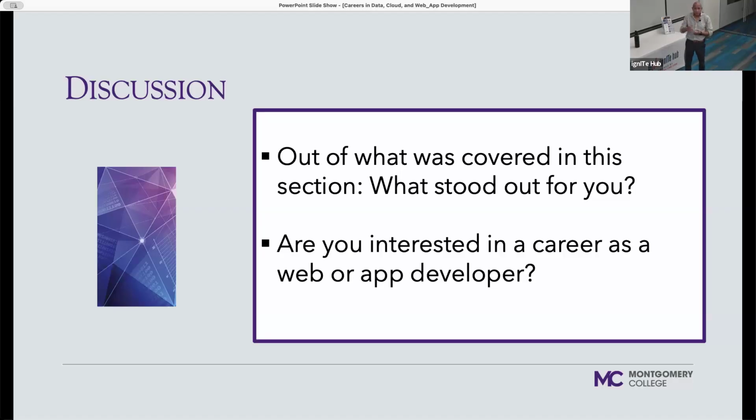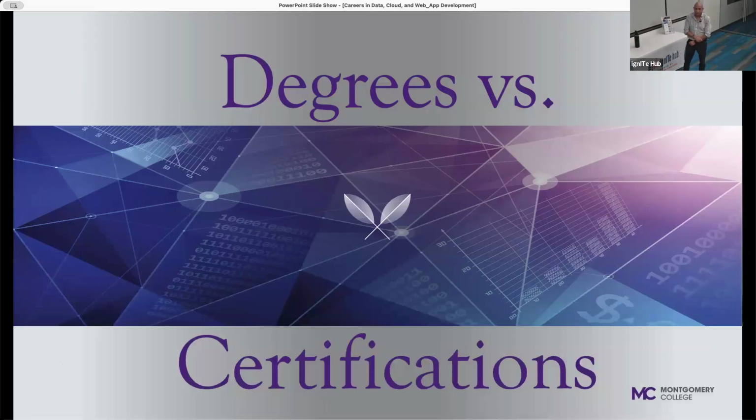Nope. Well, let's go to the next section, because we still have a lot to discuss. Let's talk about, and that was a question in the break, degrees versus certifications. Again, a little bit of a repeat for the people that have attended in the past couple of weeks, but let's go to the next slide.